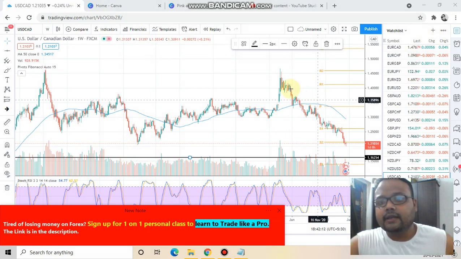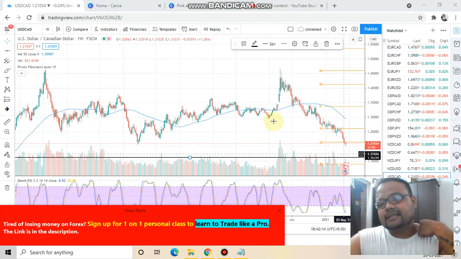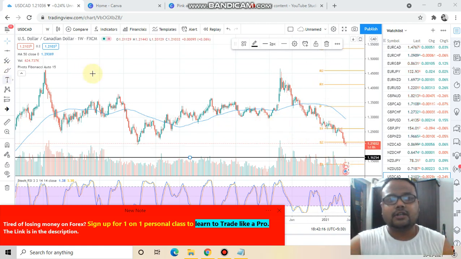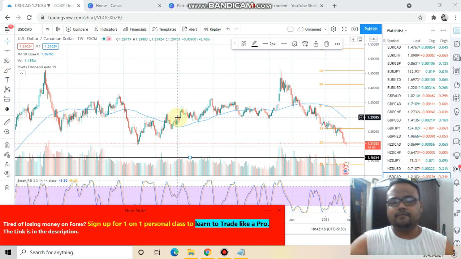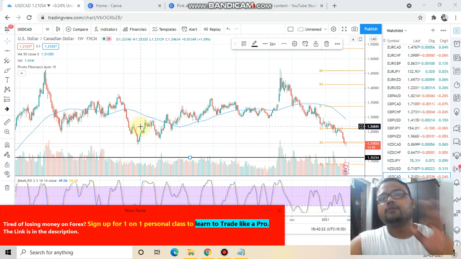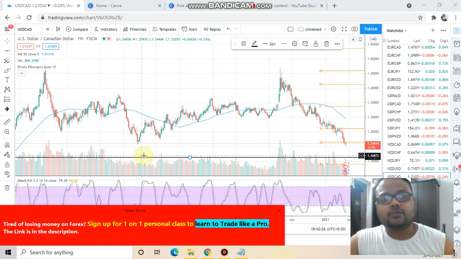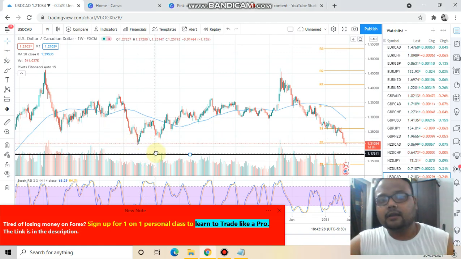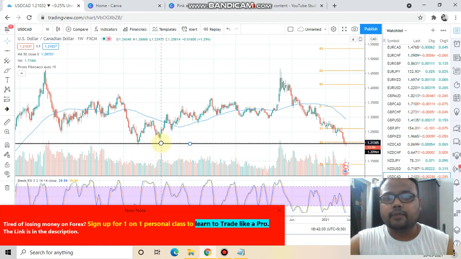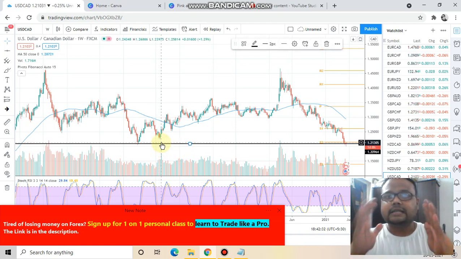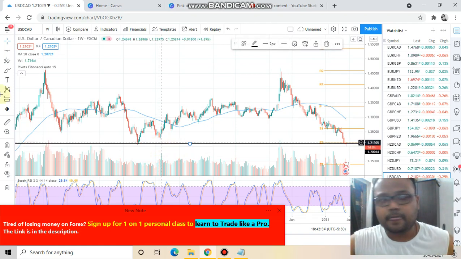If we look at this particular chart, we can easily see that the market is heavily oversold in the weekly chart. So once the market obviously goes up, there is a good chance that it may go up from this particular point. That's why I told you that the chart of USD CAD is a complicated one, and I have already shared this in my previous videos also.